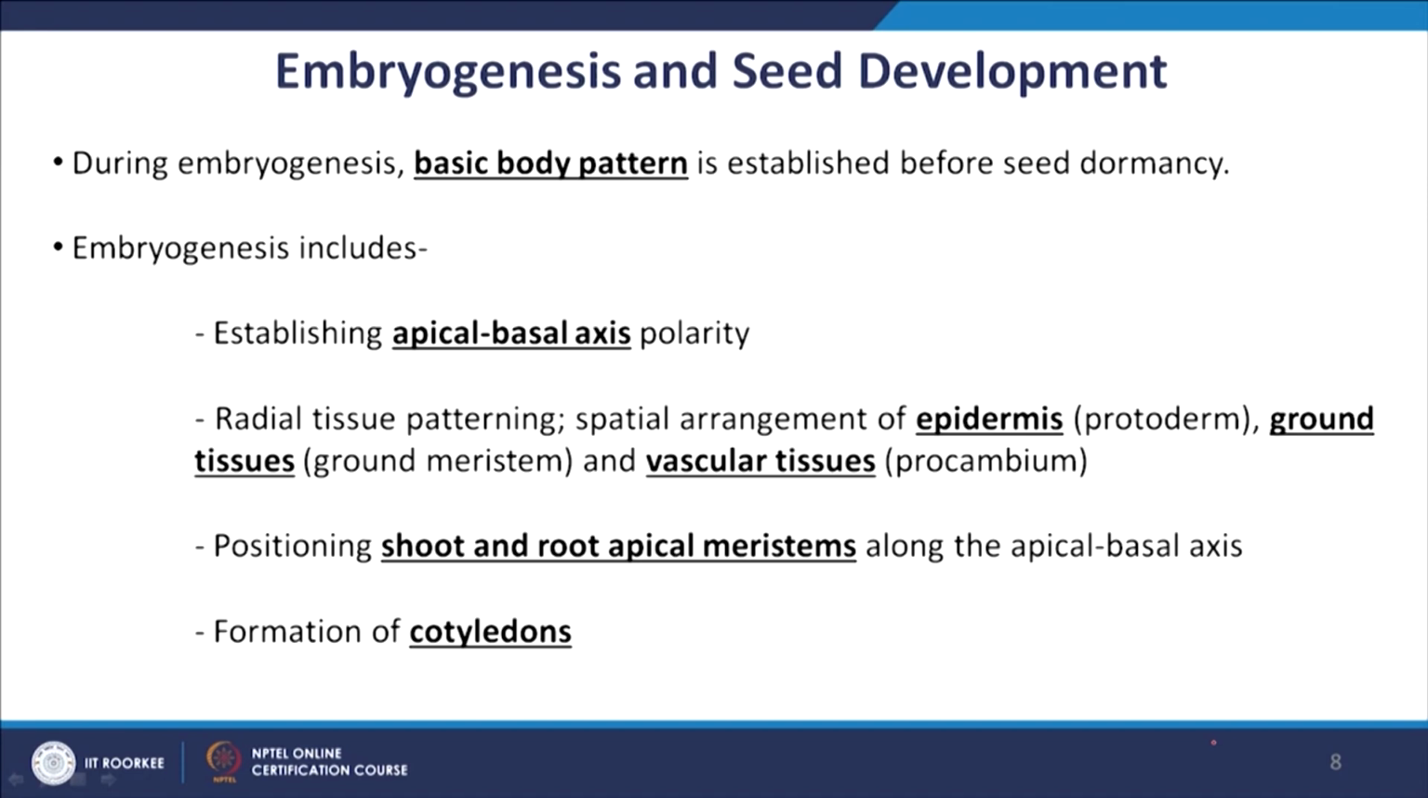Number two, radial tissue patterning occurs, through the spatial organization of the tissues, particularly epidermis, ground tissue and vascular tissues. Third important thing is the positioning of shoot and root apical meristem along the apical basal axis, and finally there is a formation of cotyledons.